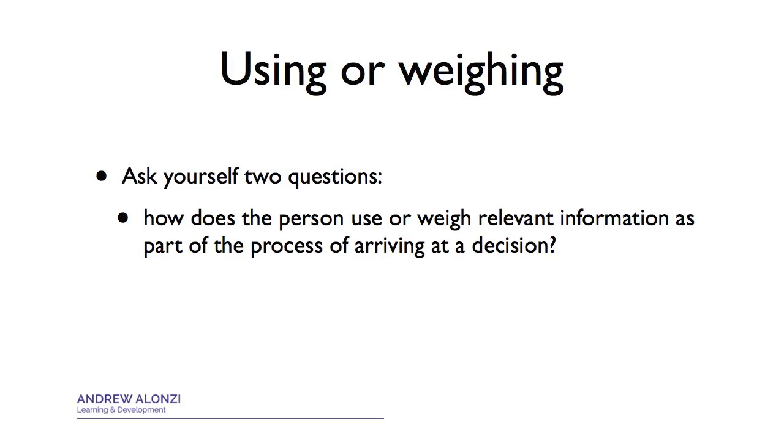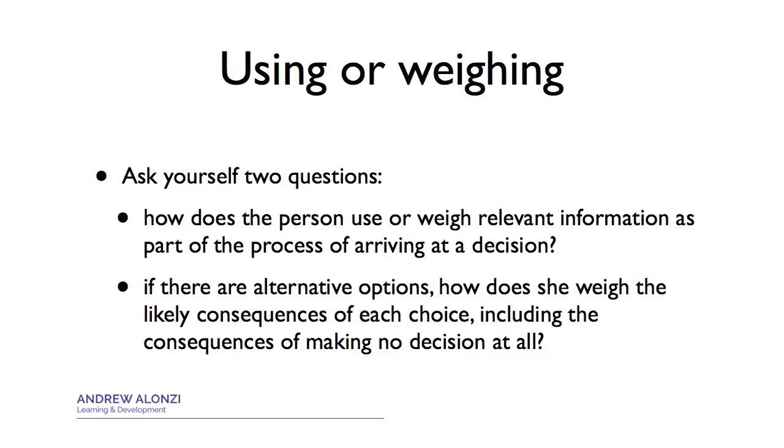First, how does the person use or weigh relevant information as part of the process of arriving at a decision? Remember, she only needs to be able to show you that she can weigh the salient details. Second, if there are alternative options, how does she weigh the likely consequences of each choice, including the consequences of making no decision at all?